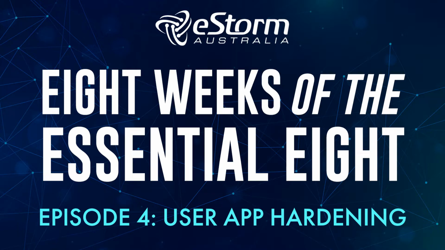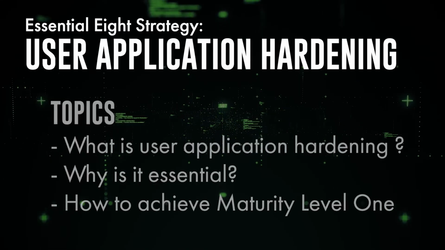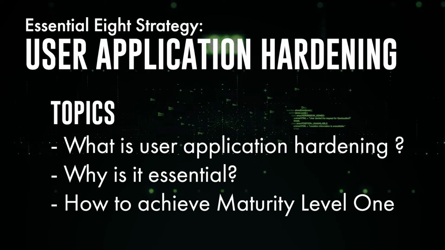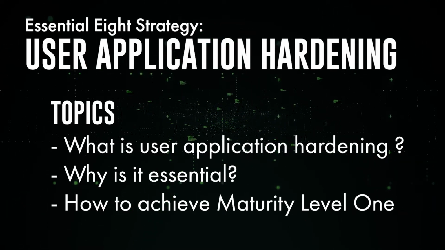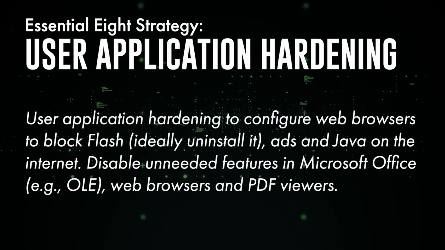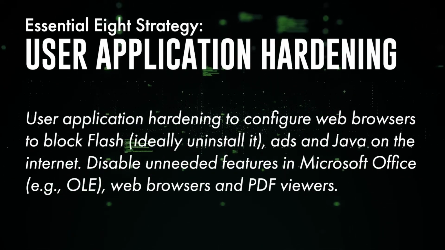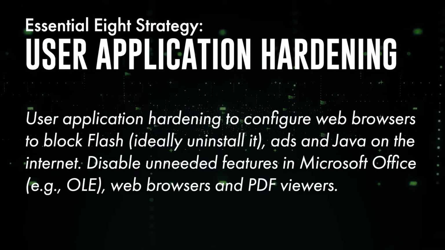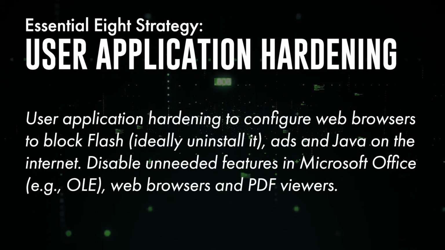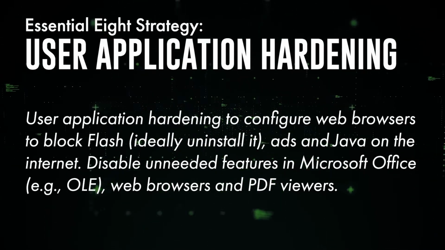This week we're going to be exploring the Essential 8 strategy, User Application Hardening, and how you can achieve maturity level 1. The ACSC defines this strategy as User Application Hardening to configure web browsers to block Flash, ads, and Java on the internet. Disable unneeded features in Microsoft Office, web browsers, and PDF viewers.